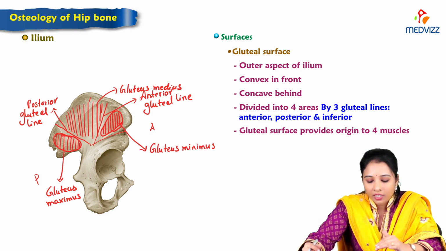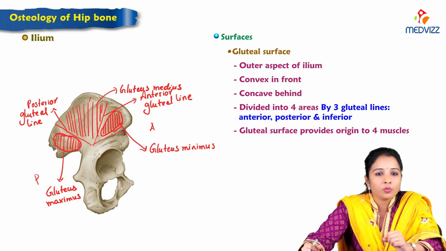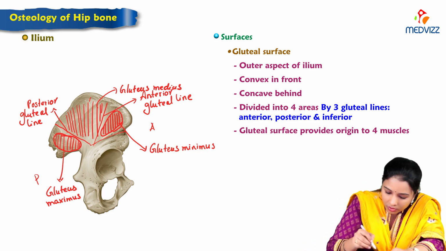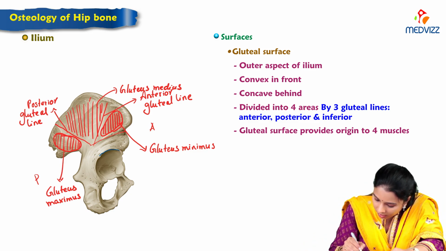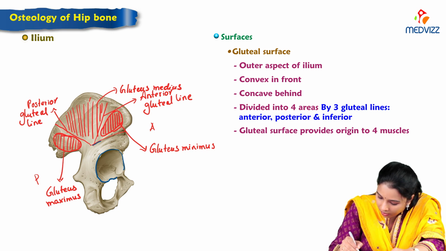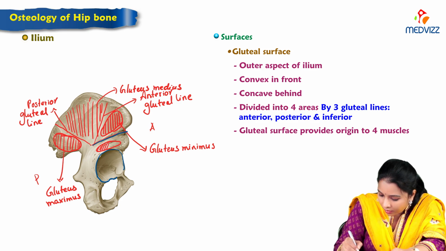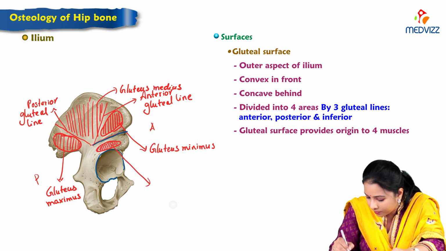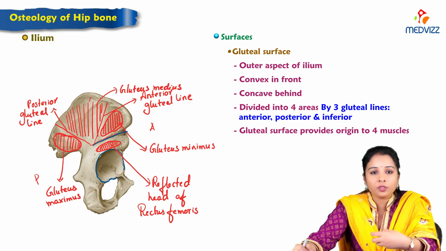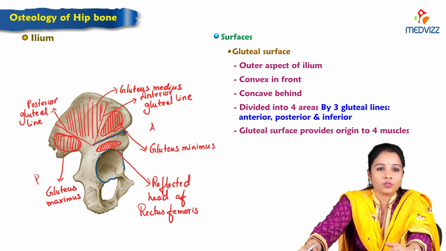So these are the muscles attached to the gluteal surface, and there is one more muscle, the reflected head of rectus femoris, between the inferior gluteal line and the upper margin of the acetabulum. So this is the margin of the acetabulum, and this is the inferior gluteal line. Here is the origin of the reflected head of rectus femoris. These are the muscles getting origin from the outer surface of the ilium.